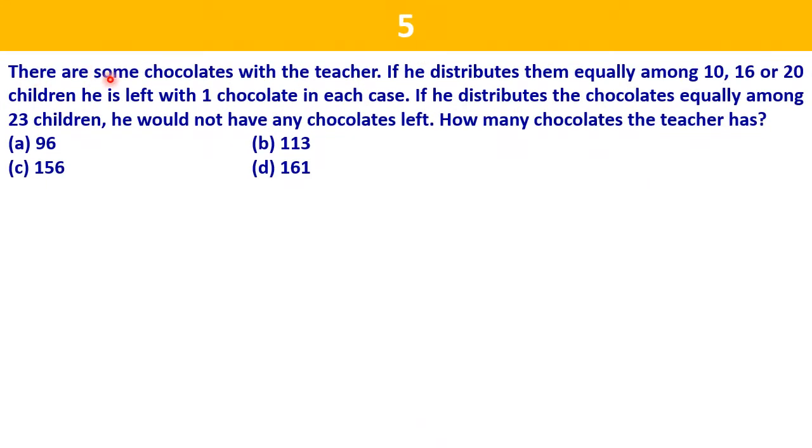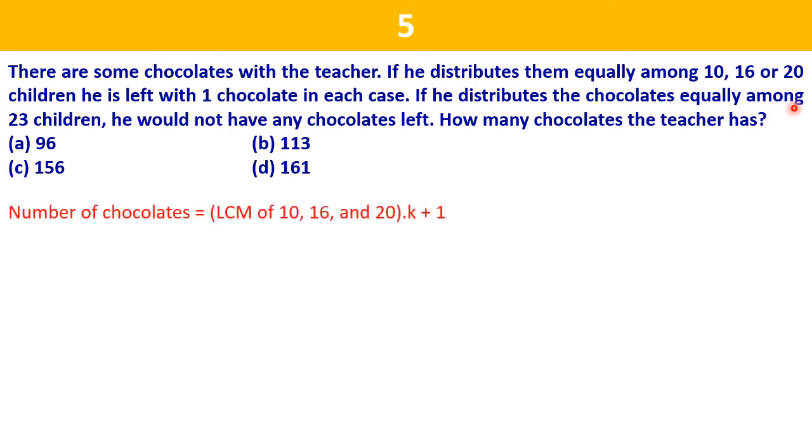Problem number 5. There are some chocolates with the teacher. If he distributes them equally among 10, 16 or 20 children, he is left with one chocolate in each case. If he distributes the chocolates equally among 23 children, he would not have any chocolate left. How many chocolates does the teacher have?